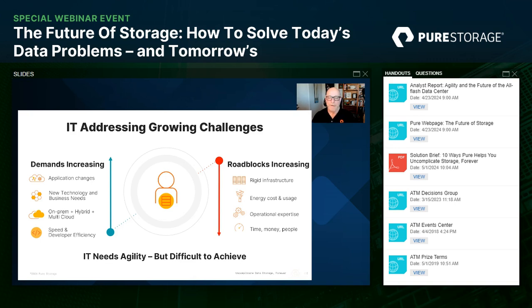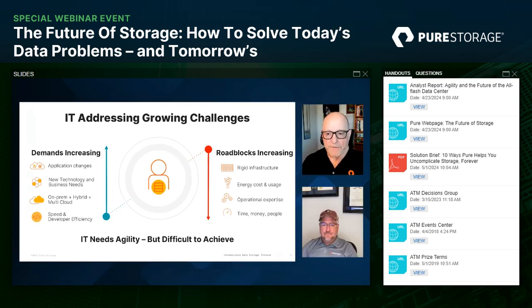The bottom line to all this is what IT is looking for is agility, the ability to meet these challenges on the left and not be held back by all these roadblocks on the right. And we need it, but it's very difficult to achieve. Don, do you have any thoughts you want to add on that?